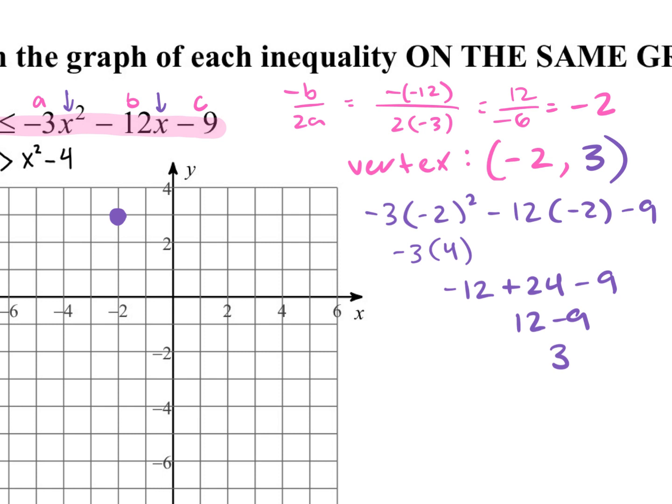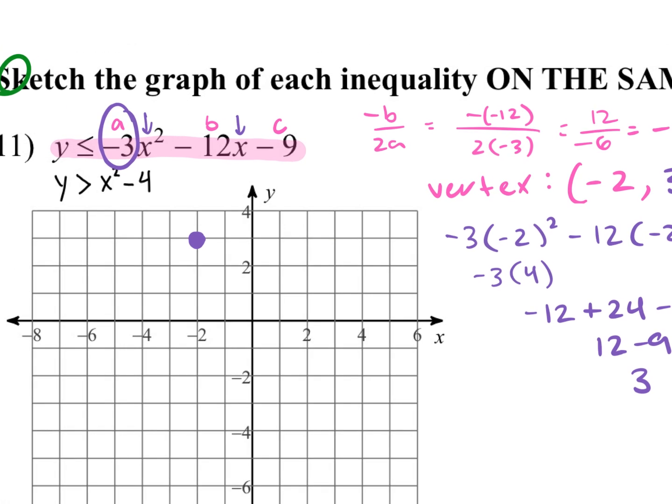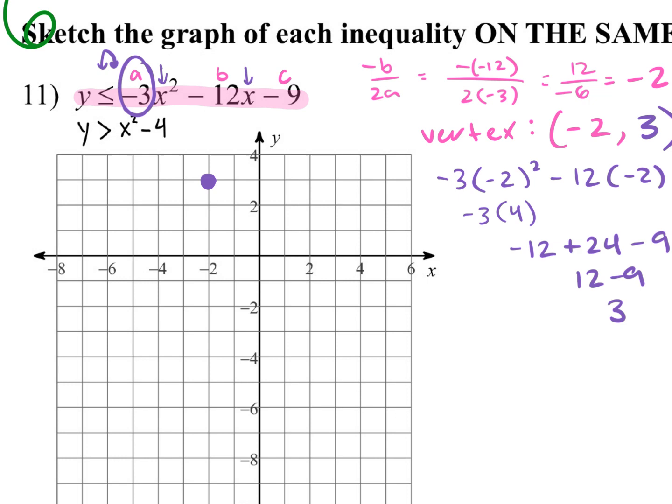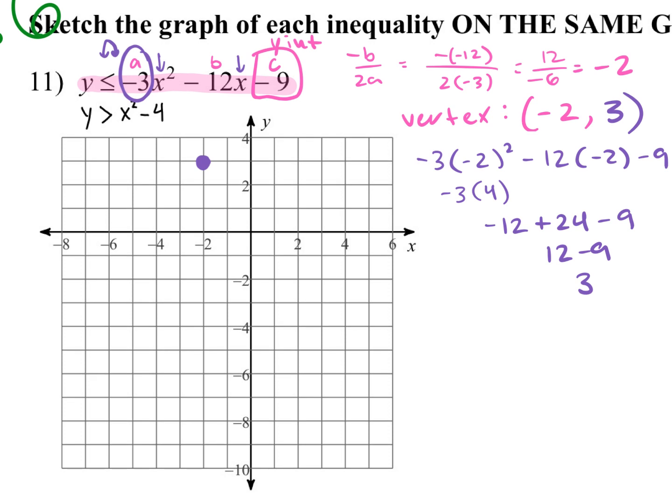Now looking at this question, is our graph going to open up or open down? It opens down. Why? Because our a is negative. So we know that it's going to open down. When it's in standard form, do I know what other point I have here? What's another point? Negative 9, my y-intercept. This is where I cross the y-axis. So I cross the y-axis all the way down here at negative 9.